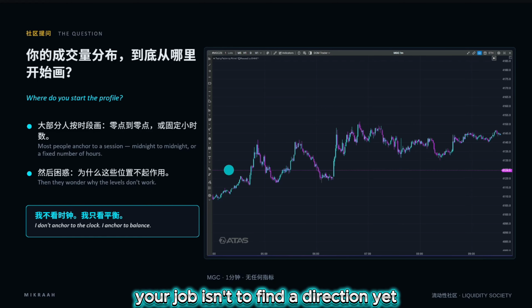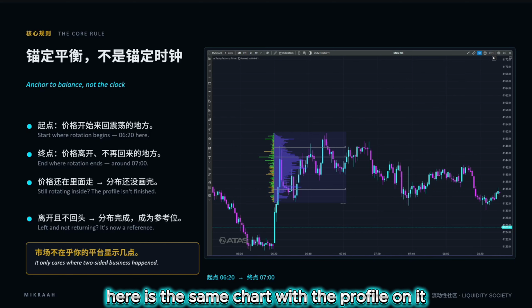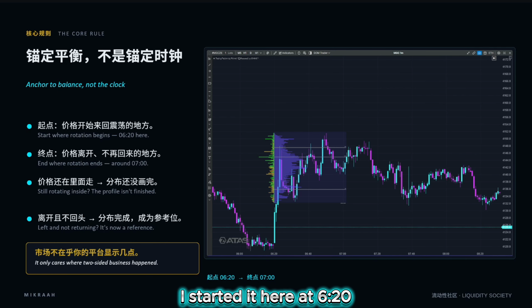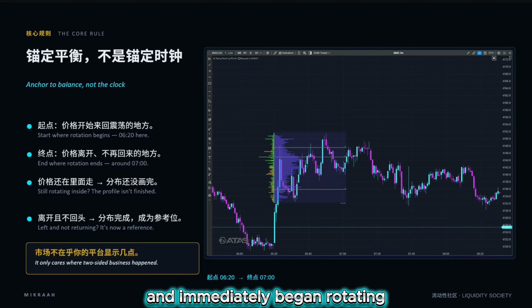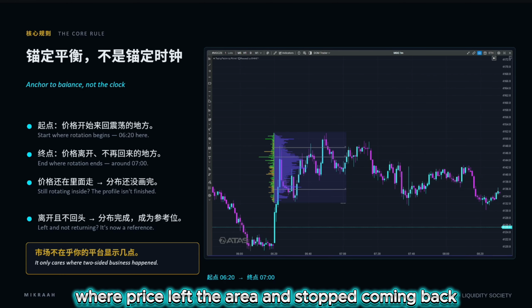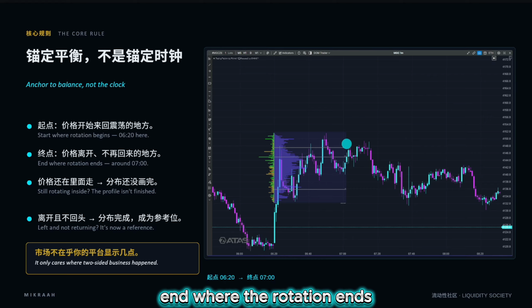Your job isn't to find a direction yet. Your job is to find where price stops from going anywhere. Here is the same chart with the profile on it. I started it here at 6:20, where price came out of that sharp move and immediately began rotating, and it ended here around 7, where price left the area and stopped coming back. That's the whole rule. Start where the rotation begins, end where the rotation ends.